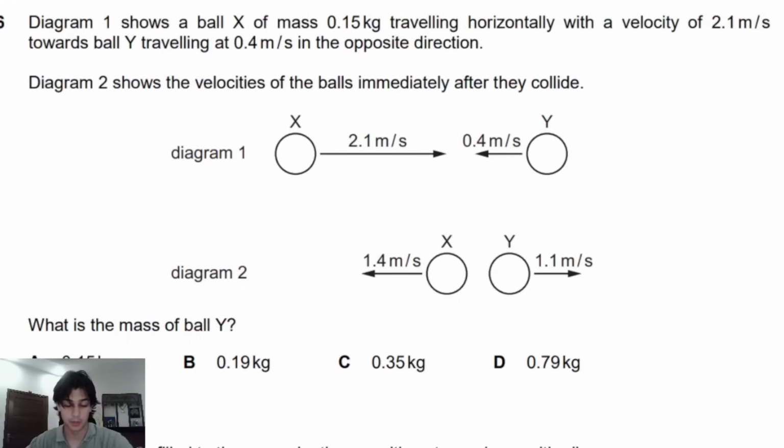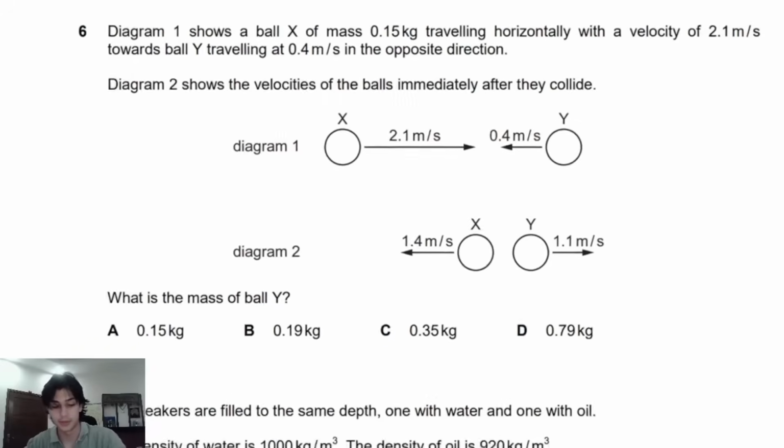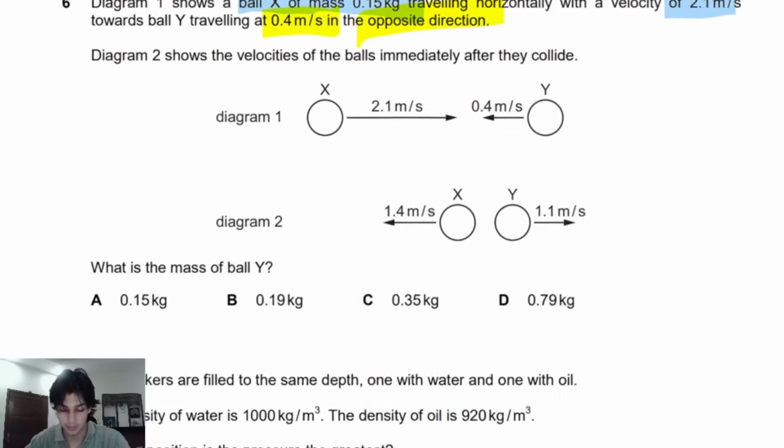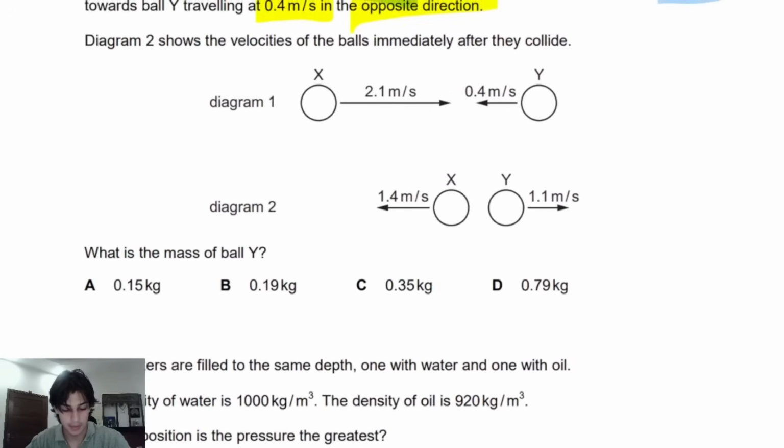Now, before we start, I've already made an in-depth video of difficult MCQs, so this is going to be a continuation. Here we have a diagram that shows a ball x of mass 0.15, moving with a velocity of 2.1. There's another ball y, also moving with this much speed in the opposite direction. Now here we have the diagram showing the two balls. So what is the mass of ball y?